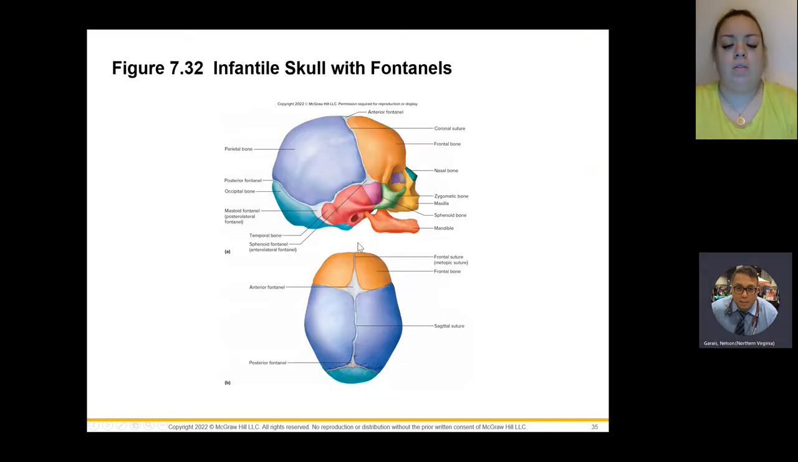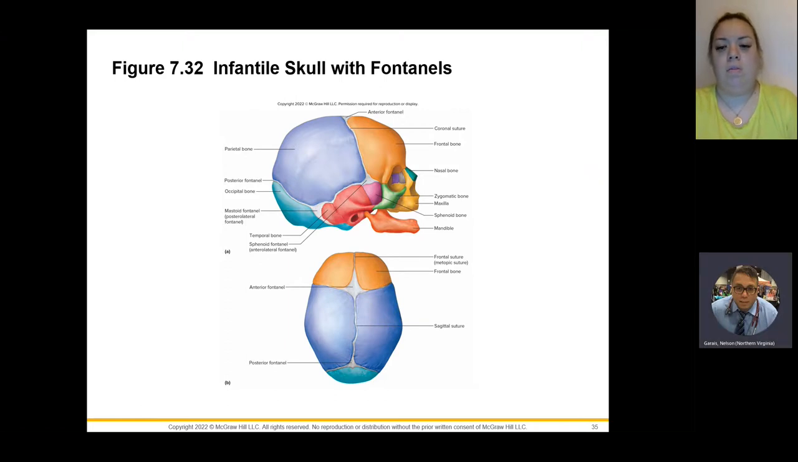Oh, look at this skull. Look at this baby skull. So deformed, so ugly, right? And it's got all these little spaces. Look at it. Doesn't even look like a human yet. Because it isn't, right? Now, these anterior and posterior fontanelles, remember, there's timing to it. And you'll learn that in your child development course.